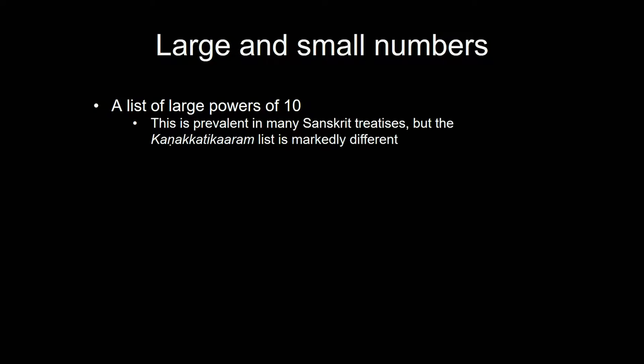Let's talk about the content, the numbers, as we were supposed to talk here about the numbers and measurements. So let's start with large and small numbers. In terms of large numbers, there's a list of large powers of 10 in one of the verses. And this is very, very common in Sanskrit literature. You have lists of high powers of 10. But the Kanakkatikaram list is not identical or not even very close to any of the Sanskrit versions.